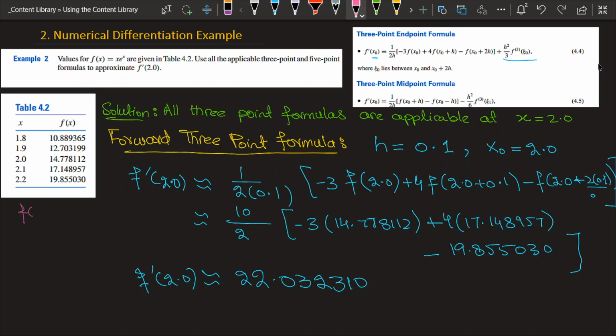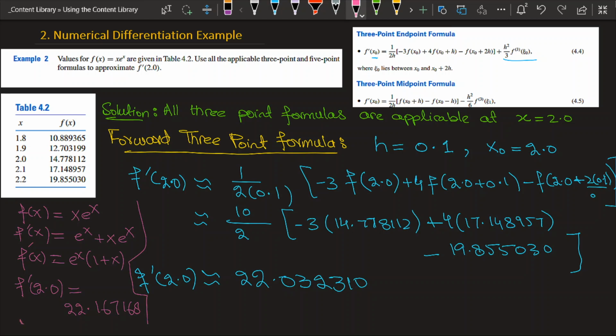We can also evaluate the original function. If f of x is equal to x e to power x, then its derivative will be e to power x plus x e to power x, and by taking e to power x as common, it is e to power x into 1 plus x. Now if we substitute 2.0, the answer will be 22.167168. So this will be the exact solution. And this other answer is our approximate answer.